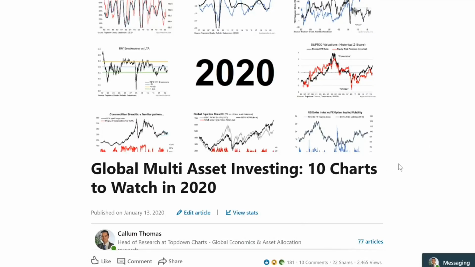Global Multi-Asset Investing, 10 Charts to Watch in 2020. So some of you might have seen I put this article out a couple of days ago now, basically the top 10 charts to be across for some of the really key macro market issues coming up in 2020. A lot of these are already sort of in play. They've been in play for a few months now.